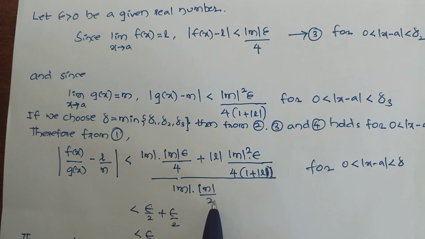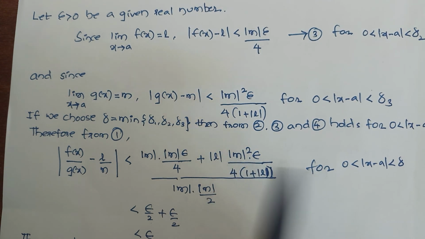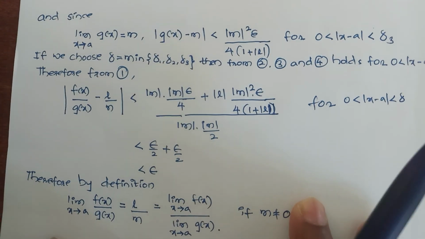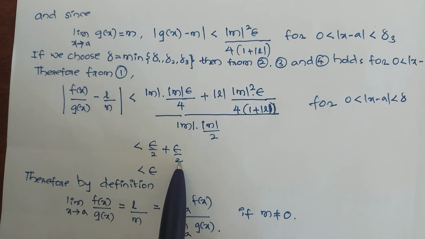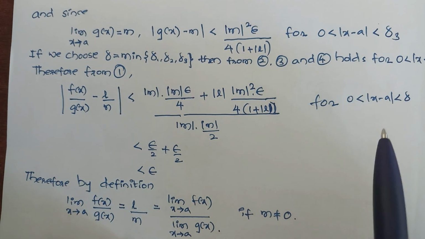So this also becomes, m square vanishes, remains what? Epsilon by 2 into modulus of L divided by 1 plus modulus of L. So if you multiply this with epsilon, this is a very negligible term. So therefore we can take that as epsilon by 2, epsilon by 2 for 0 is less than modulus of x minus a is less than delta.